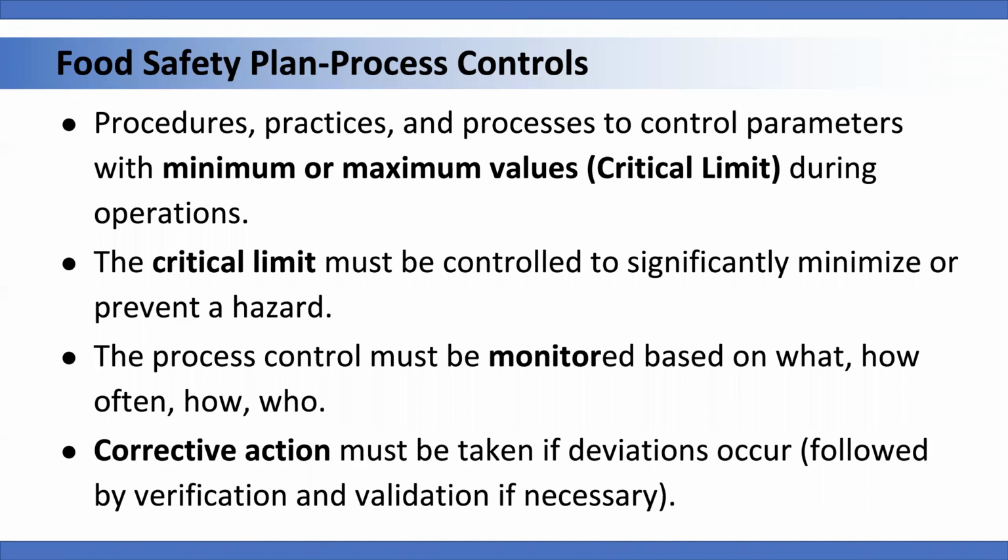The process controls are procedures, practices, and processes to control parameters with minimum or maximum values during operations. The critical limit must be controlled to significantly minimize or prevent a hazard. Critical limits can be decided based on regulatory guidelines, experts, scientific studies, and literature. Then the process control must be monitored based on what, how often, how, and who. If there are deviations, any necessary corrective action must be taken.